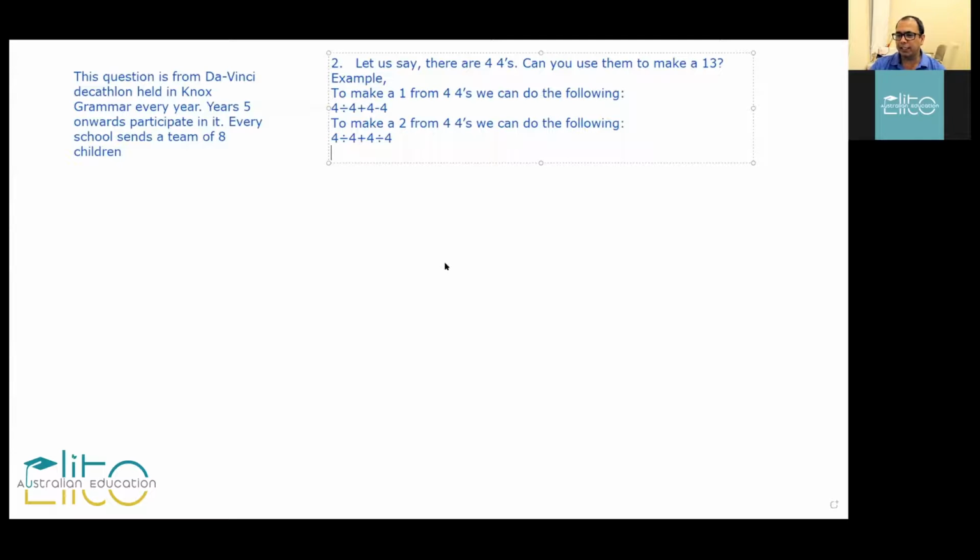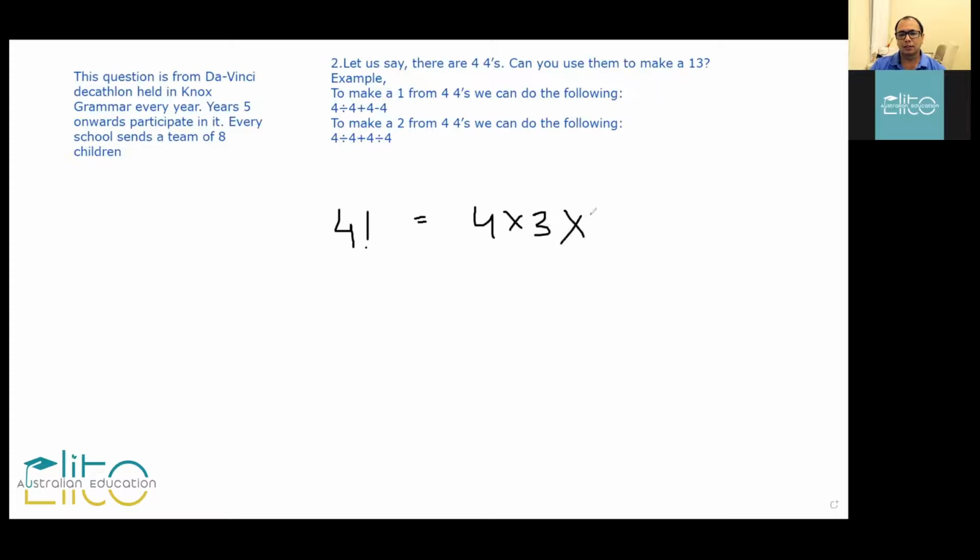Claire or Vicky, any ideas? Okay, this one needs a little bit knowledge about some other concepts in maths. For example, factorial and root. So out here, I will use 4 factorial, which essentially means 4 times 3 times 2 times 1, or 24.